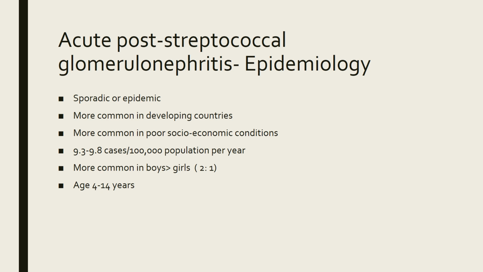The estimated incidence is about 10 cases per 100,000 population per year, and it's found to be more common in boys than girls. No one knows why, and it tends to occur mostly in school-going children between the ages of 5 to 15. Median age about 7 to 8. Rarely occurs in children who are less than 2 years.